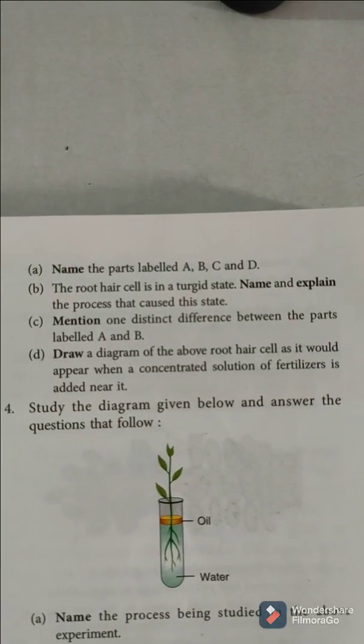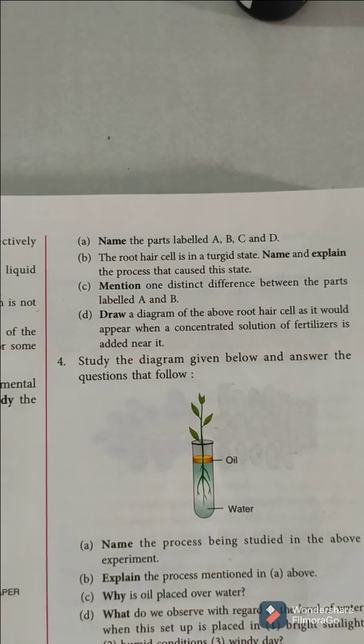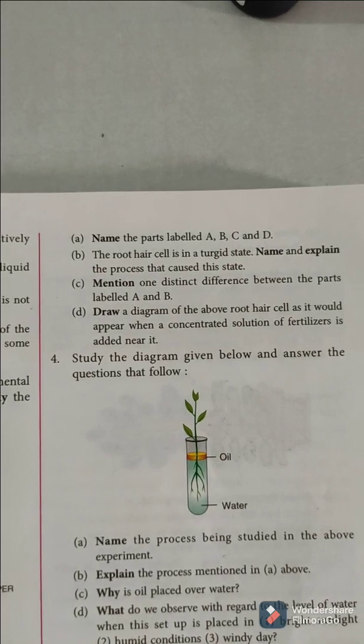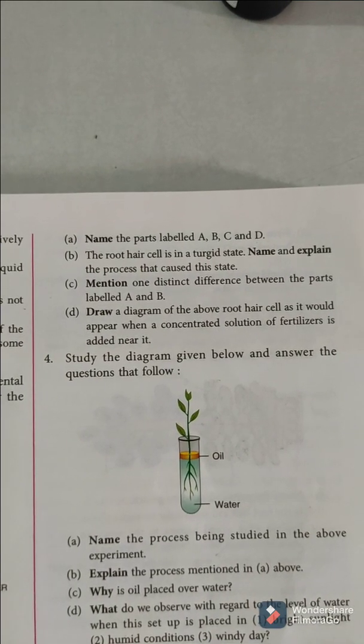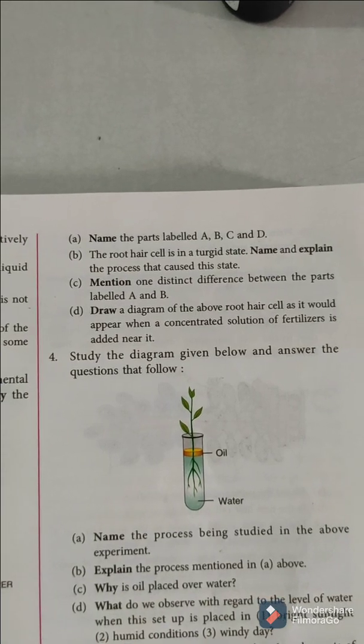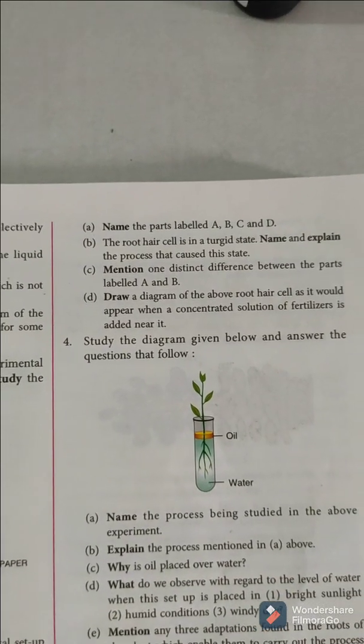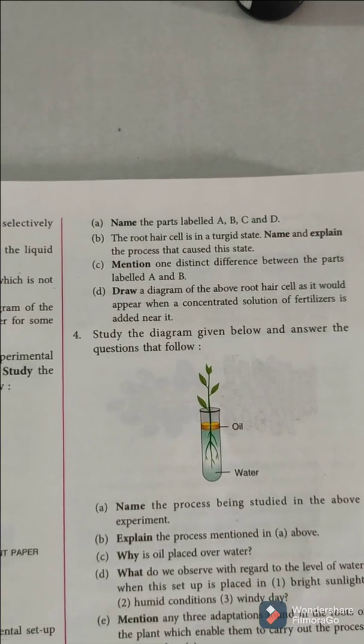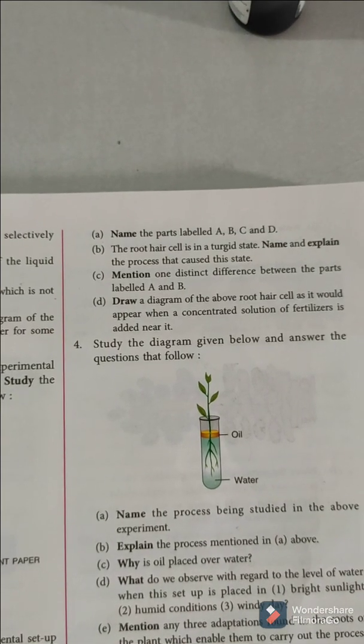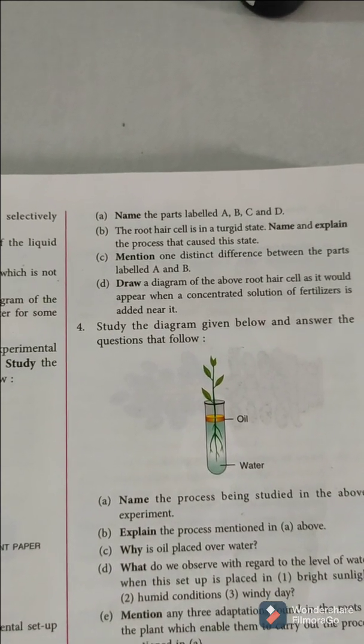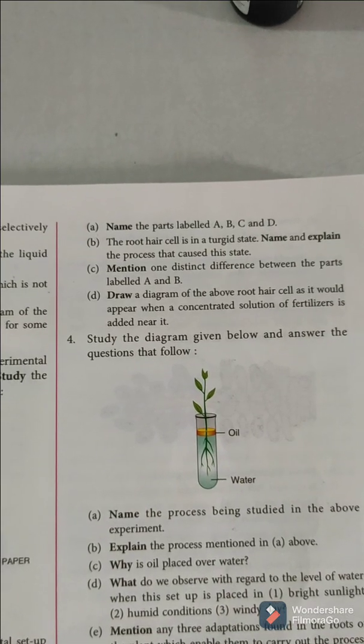Okay. Now root hair cell is in turgid state. Name and explain the process. Why cells are turgid? Due to which process? Name that process and explain the process. Right. So root hair cells are turgid because of osmosis. Give the definition. Mention one distinct feature difference between the part labeled A and B. A is cell wall, B is cell membrane. So give the difference between of both.